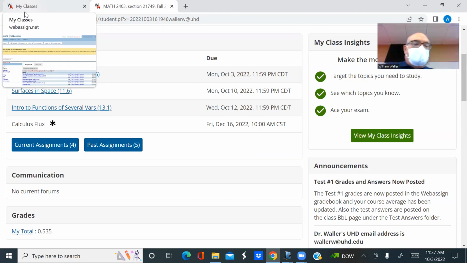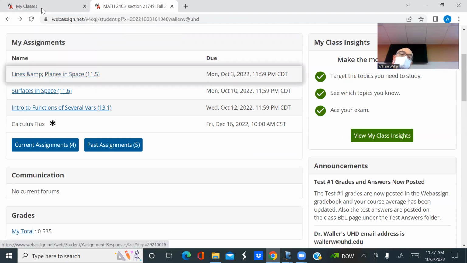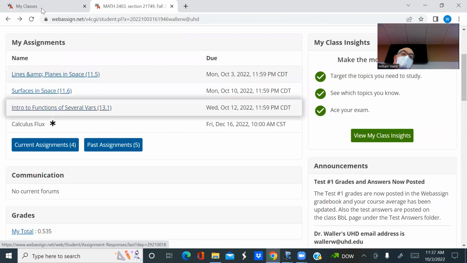Don't let me forget the roll sheet, right? Again, there is a homework due this evening, right? I think I added some new homeworks there.